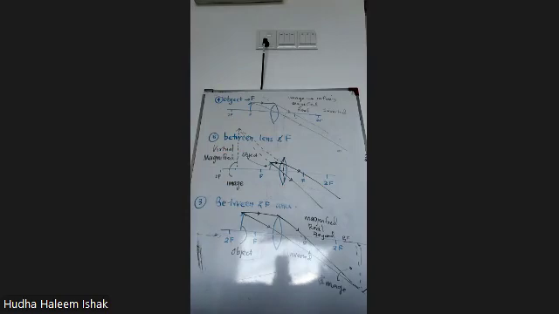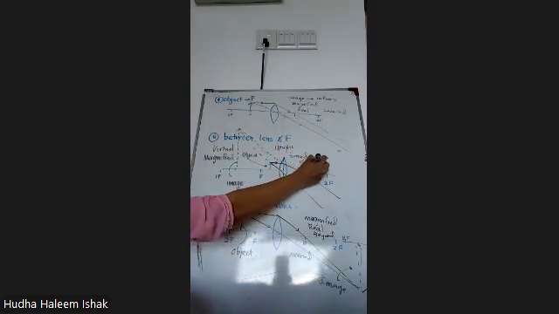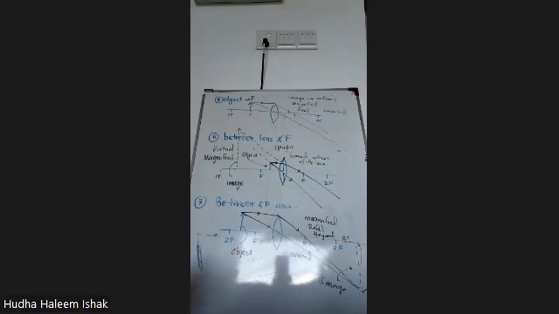And the image is formed in front of the lens, on the same side as the object. And the image is also upright. So these are the characteristics of the image when the object is kept between the lens and the focal point.